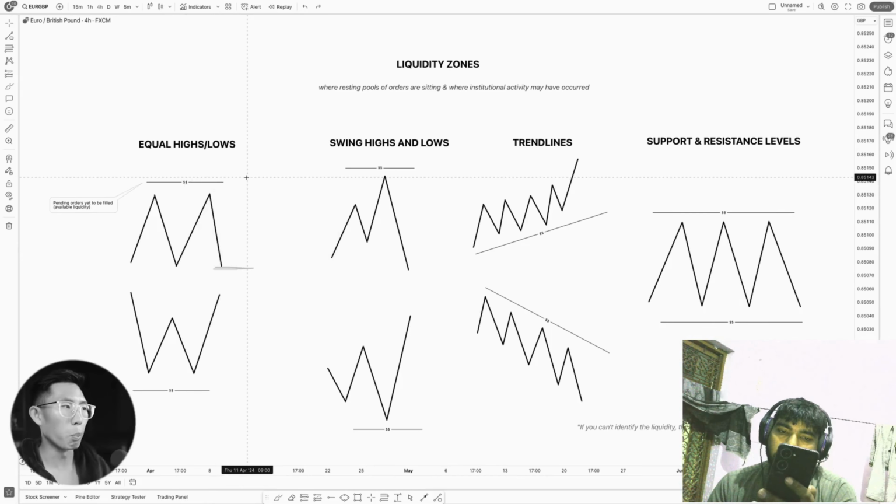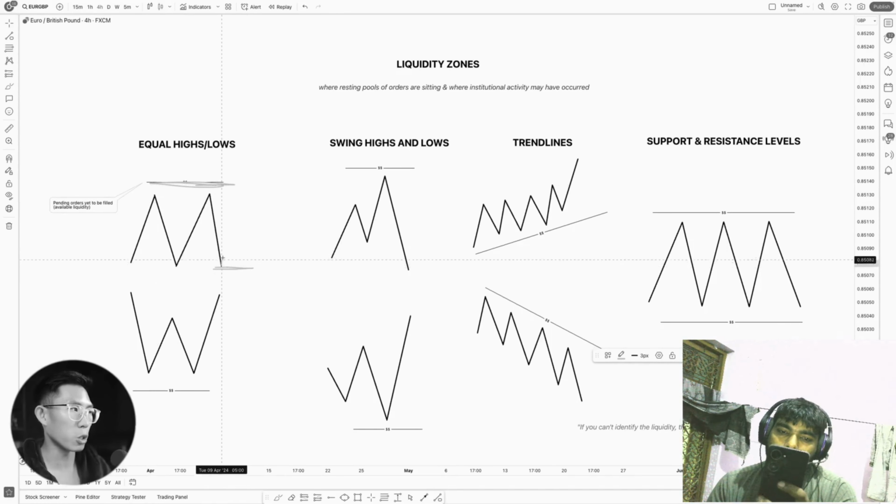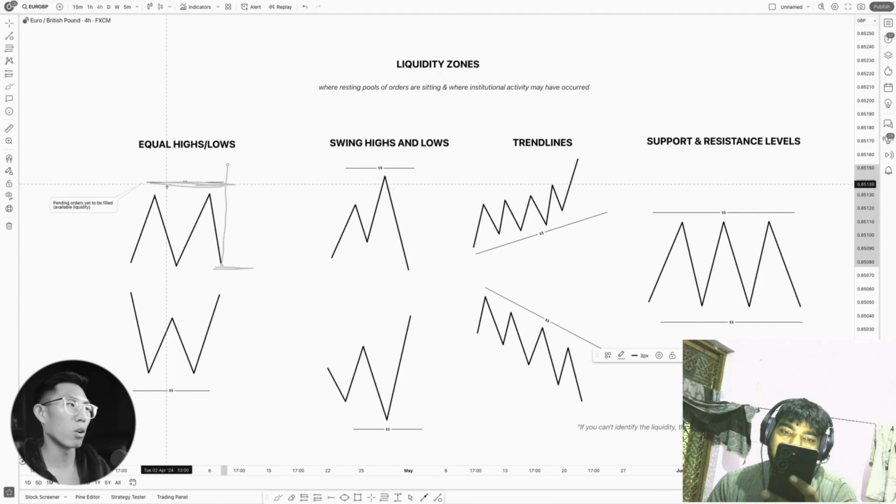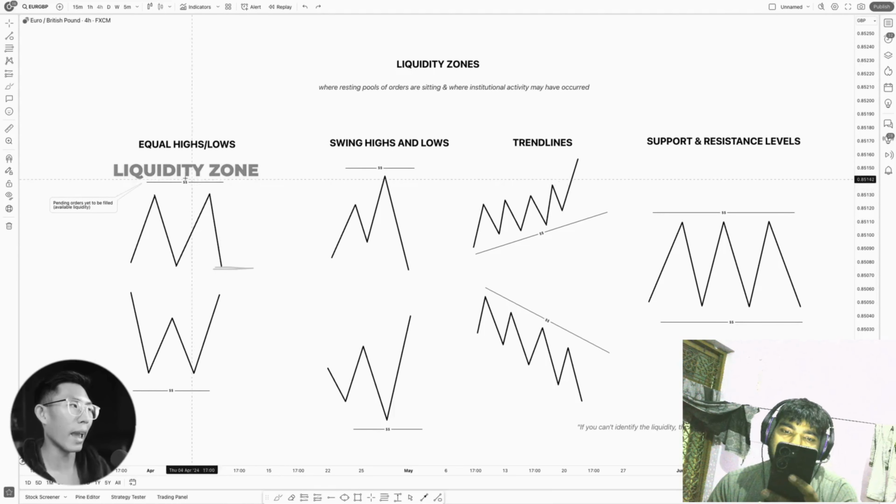And there will also be breakout traders who will place their buy orders right here, pending buy orders right here, so that if price eventually breaks above these highs, they will be triggered to enter for a buy order. So you can see buy orders right here. There are also stop losses right here for the sellers. And both of that give us liquidity at this area right here, your liquidity zone.